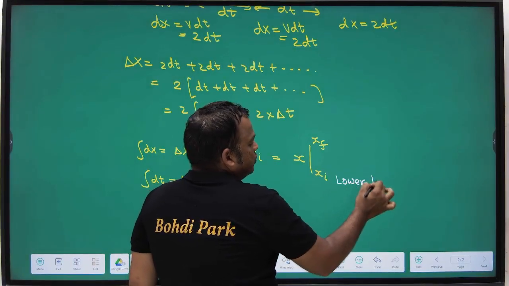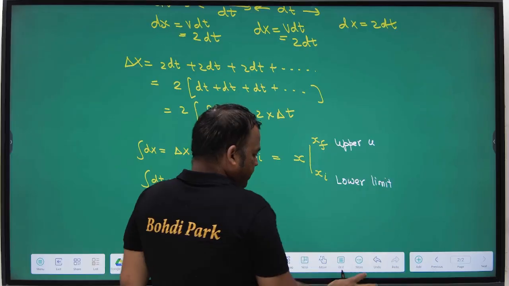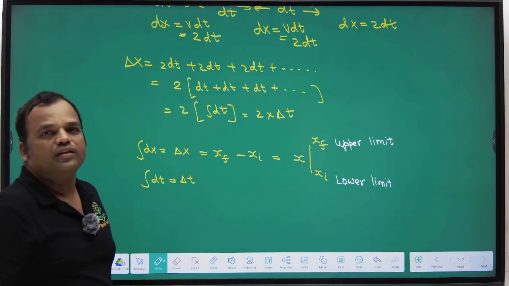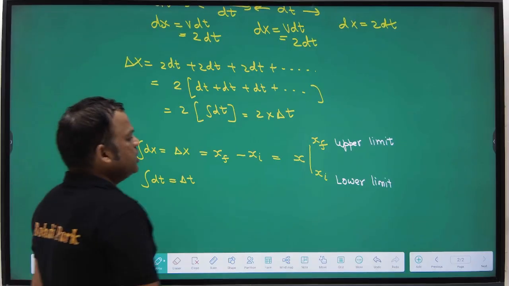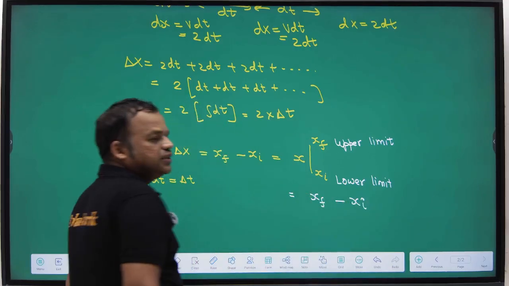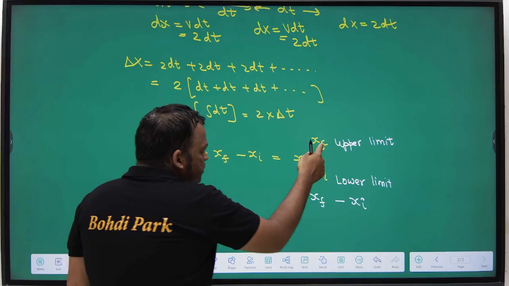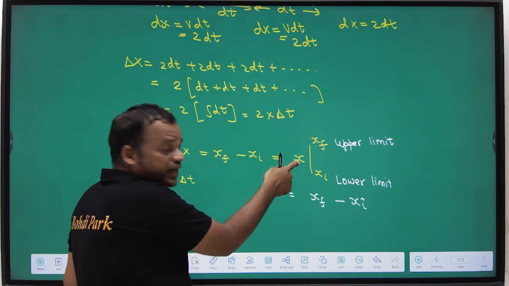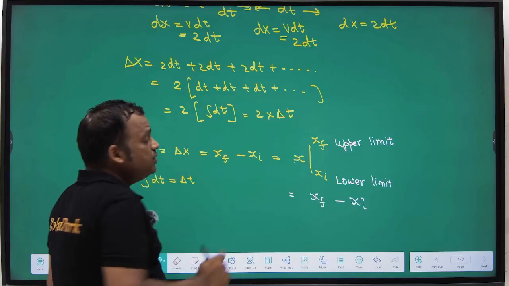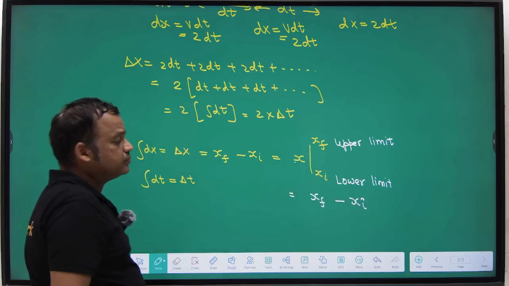This is known as lower limit, and this is known as upper limit. Lower limit and upper limit. So it will be called as x final minus x initial. Means you are substituting x final here, instead of x you are putting x final, then you are writing minus sign, then you are putting x initial here like this.